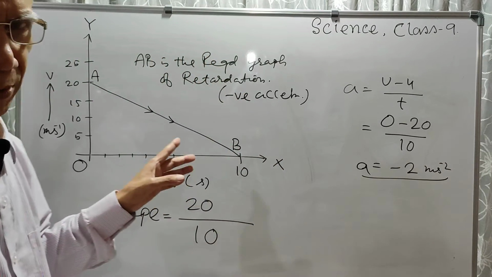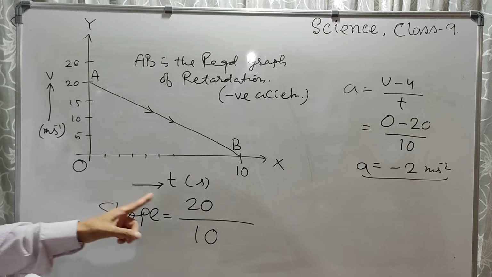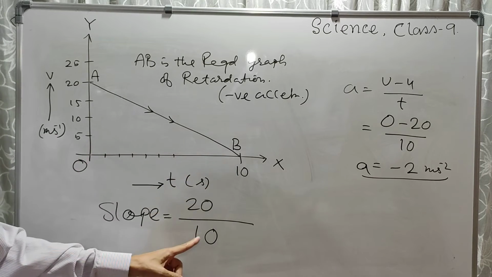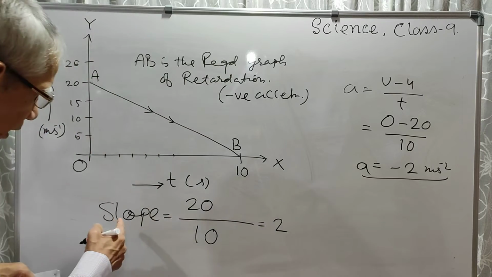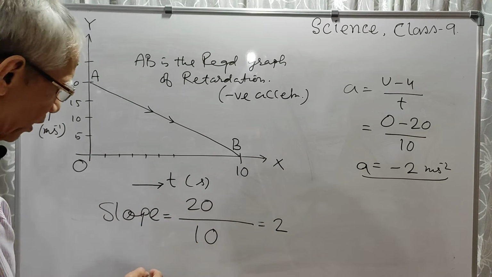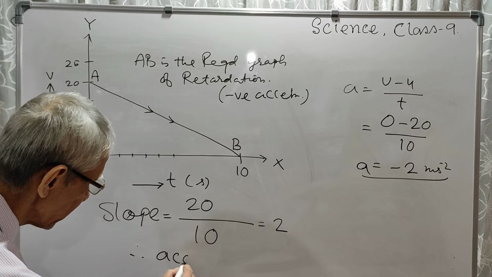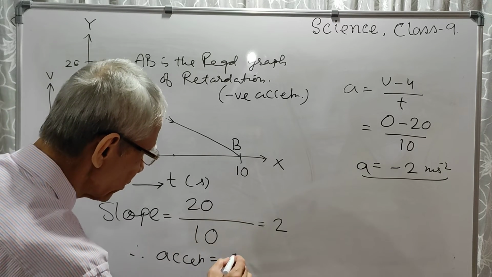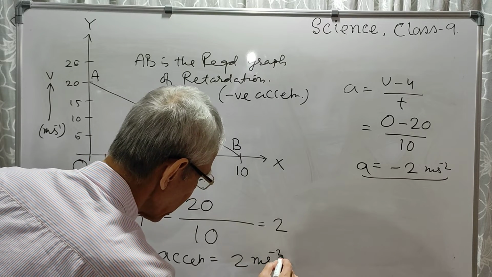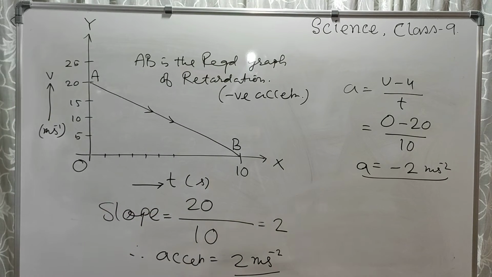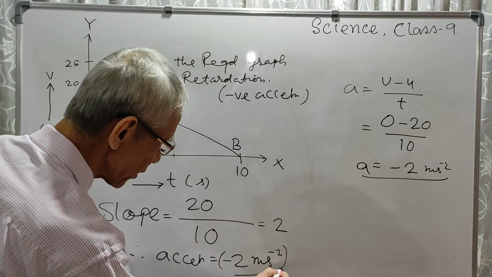But now, without trigonometry, it is y value by x value. Now y is 20 and x is 10. So 20 by 10 is 2. This is the slope. Now slope gives acceleration. So acceleration equals 2 meter per second square. You have to write the proper unit and you have to put the negative sign because it is retardation. So this is the answer.